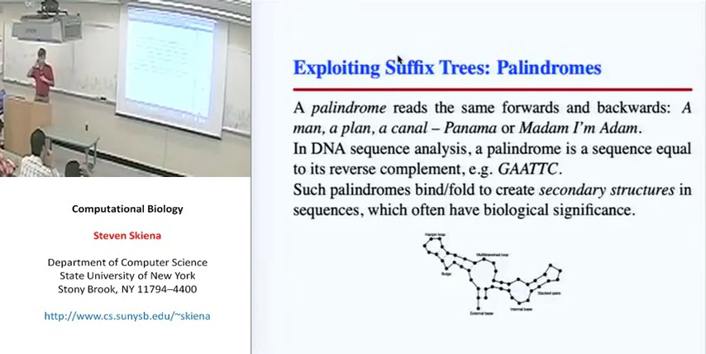Okay? We talked last time about how to find the common string across two strings. We started hinting at the problem of finding palindromes, very quickly at the end of class. A palindrome is a string that reads the same forward and backwards. Testing if a string is a palindrome is not a hard thing. How would you test if a string is a palindrome?